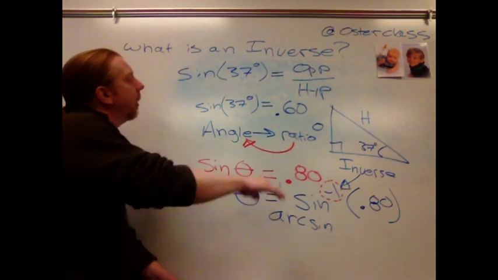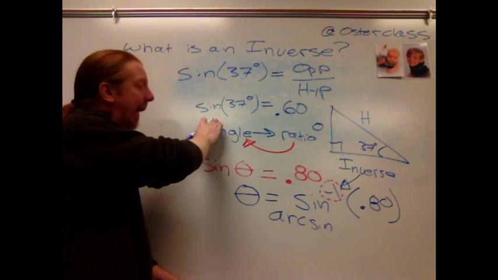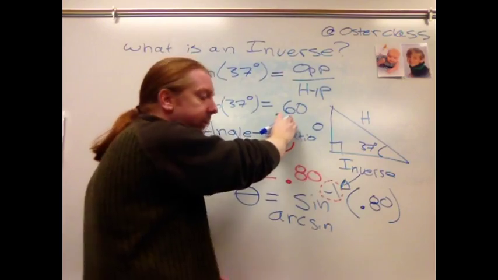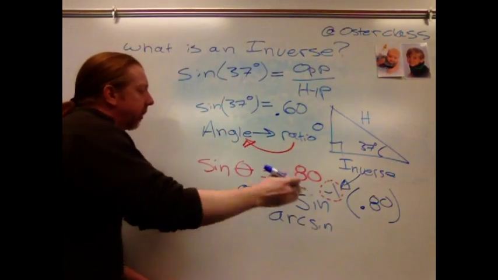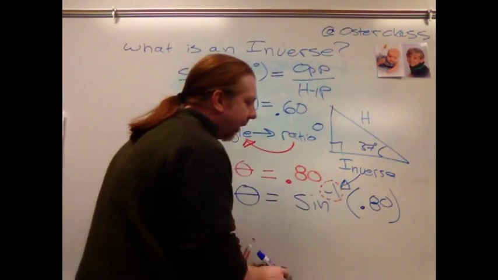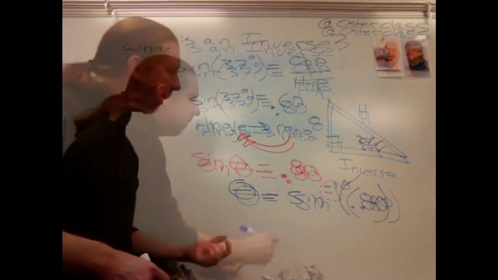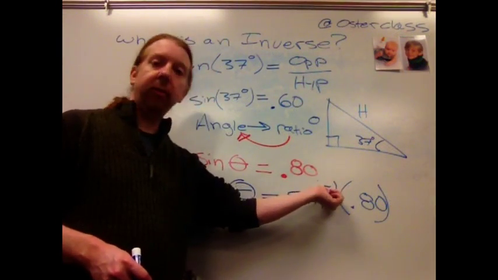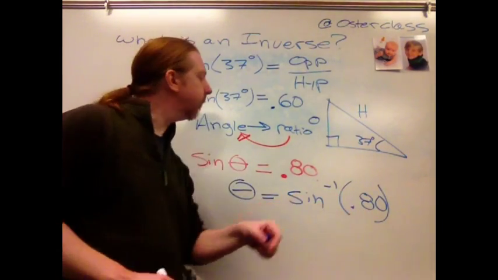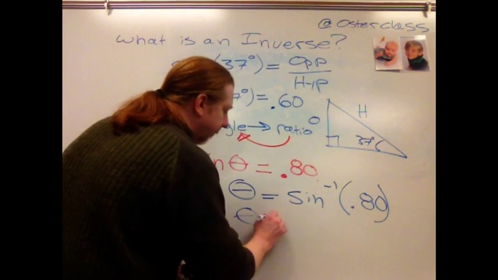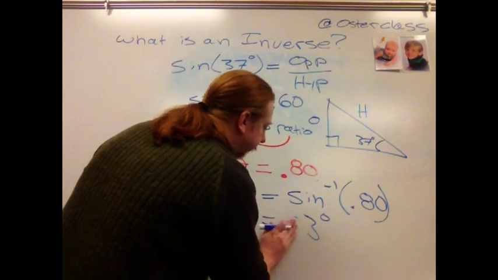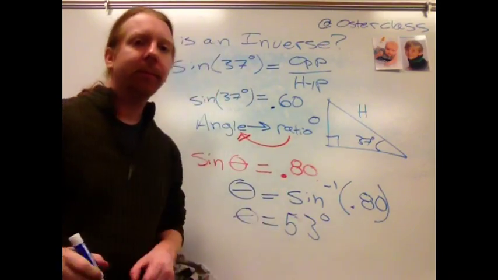So to recap, normal trig functions take an angle, 37 degrees. They kick out a ratio of 0.6. The inverse functions, I feed in a ratio, and what gets kicked out? An angle. And when I type in the sine -1, you'll notice above the sine button, put in the 0.8, and I get out my angle. It's equal to 53 degrees. There you go.